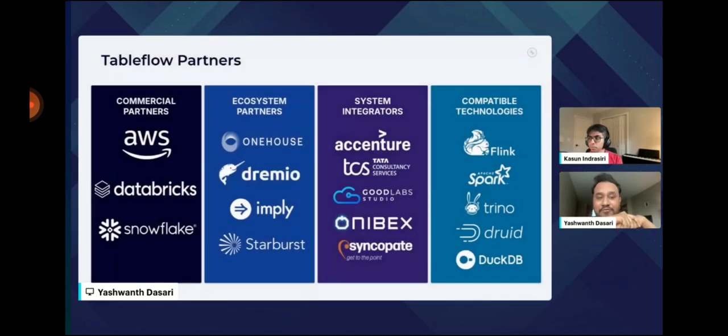Here is a snapshot of all the Tableflow partners. We have commercial ecosystem partners, system integrators, and compatible technologies. And we are very happy to announce that OneHouse is one of our ecosystem partners, including Dremio and Starburst, as well as the commercial partners such as AWS, Databricks, and Snowflake. And we have all the system integrators and compatible technologies that I've discussed earlier.